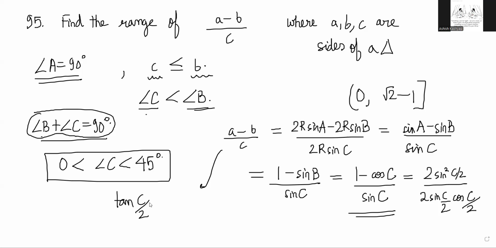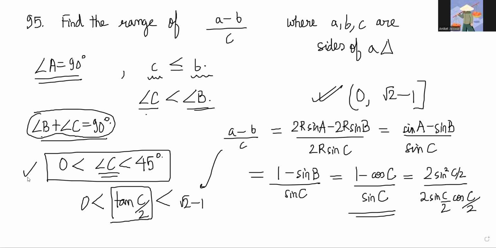And obviously angle C cannot be 0, so it will be bigger than 0, right? And angle C is less than 45. So C by 2 would be less than 45 by 2, right? So you have to find the value of tan 45 by 2, which I think is root 2 minus 1. So that gives us the range of your expression. The expression has simplified to tan C by 2, and we already know C goes from here to here. Okay, what is the next question?